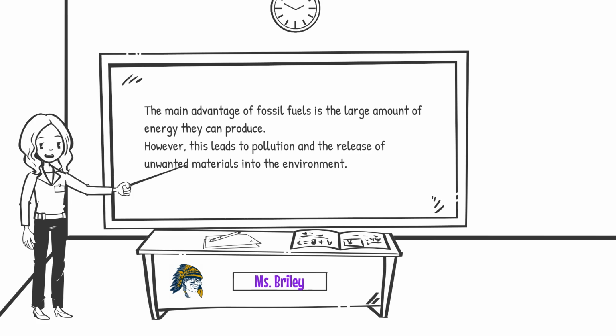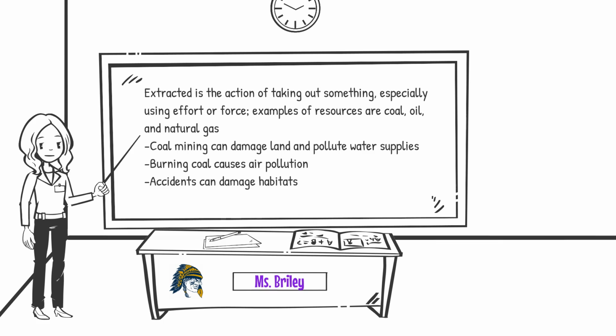The main advantage of fossil fuels is the large amount of energy they can produce. However, this leads to pollution and the release of unwanted materials into the environment. Extracted is the action of taking out something, especially using effort or force. Examples of these resources are coal, oil, and natural gas. Coal mining can damage land and pollute water supplies. Burning coal causes air pollution, and accidents can damage habitats.